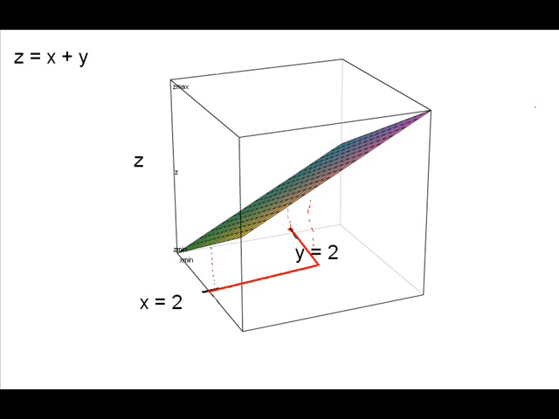Alright, in this picture we have a kind of plane region. It's defined by z equals x plus y, and we're going to try to find the volume underneath this plane region, between the rectangle defined by the lines x equals 2 and y equals 2, which you can see in red.